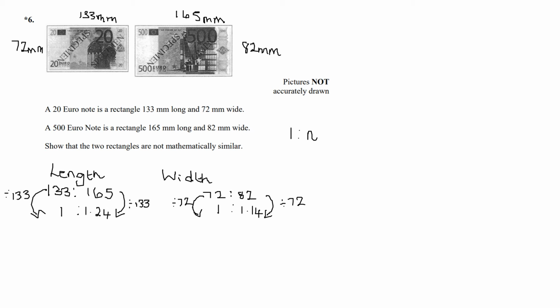So we've shown that the two rectangles are not mathematically similar, and you should make a comment here that the two rectangles are not mathematically similar because the ratios of the corresponding side lengths are not equal.